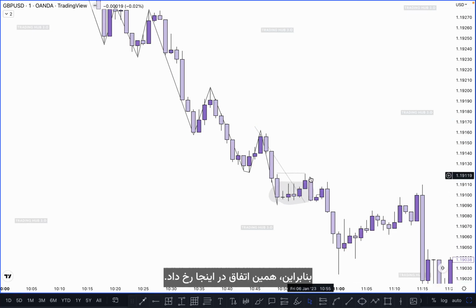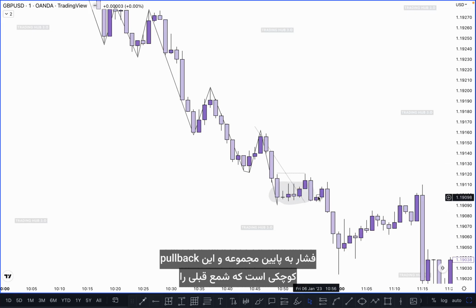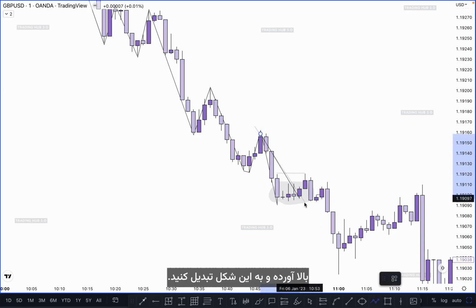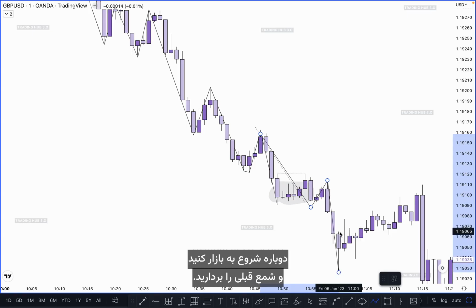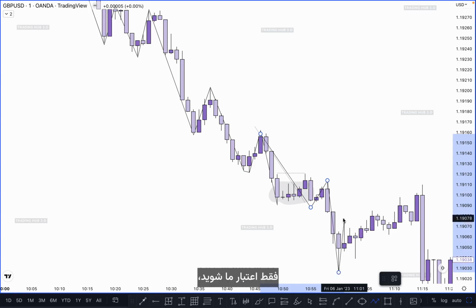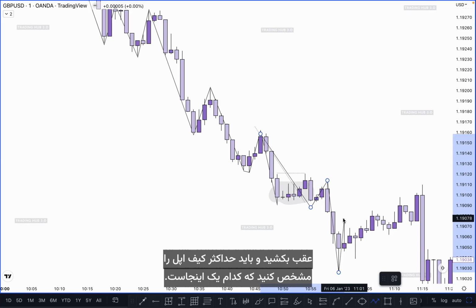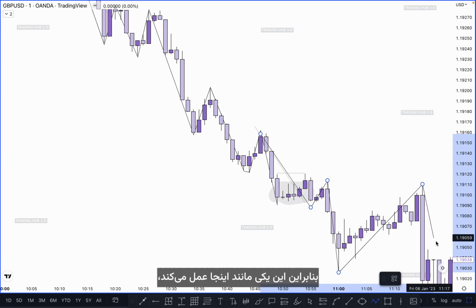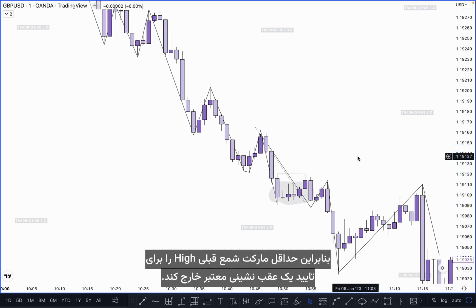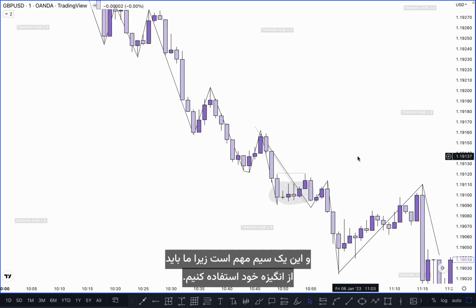The same thing happens here. The market pushes downside, and this small pullback takes out the previous candle high and converts into a valid pullback. Again it pushes downside, the market again takes out the previous candle high, and this becomes our valid pullback. You have to mark the maximum pullback, which is here. So at least the market must take out the previous candle high to confirm a valid pullback, and this is important. Why? Because we need to use inducement.